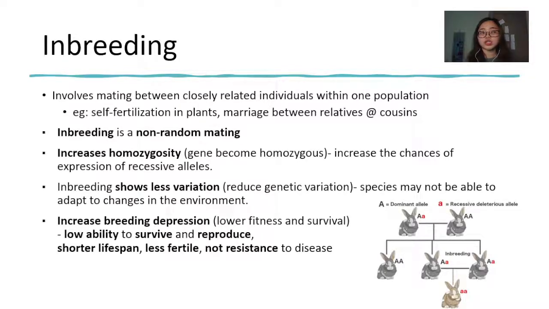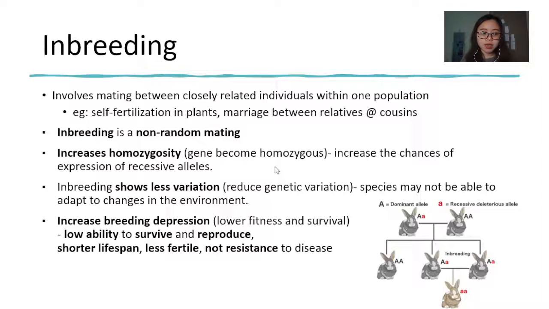Examples of things you can see in an individual with inbreeding depression is the low ability to survive and reproduce, a shorter lifespan, they may be less fertile or not resistant to diseases. So, kalau dia kawin sesama sendiri, itu boleh kira sebagai contoh inbreeding. Boleh tengok di tumbuhan, boleh tengok di haiwan, boleh juga tengok dalam manusia. It's non-random, homozygosity. So, kita akan lebih banyak gene yang homozygous.